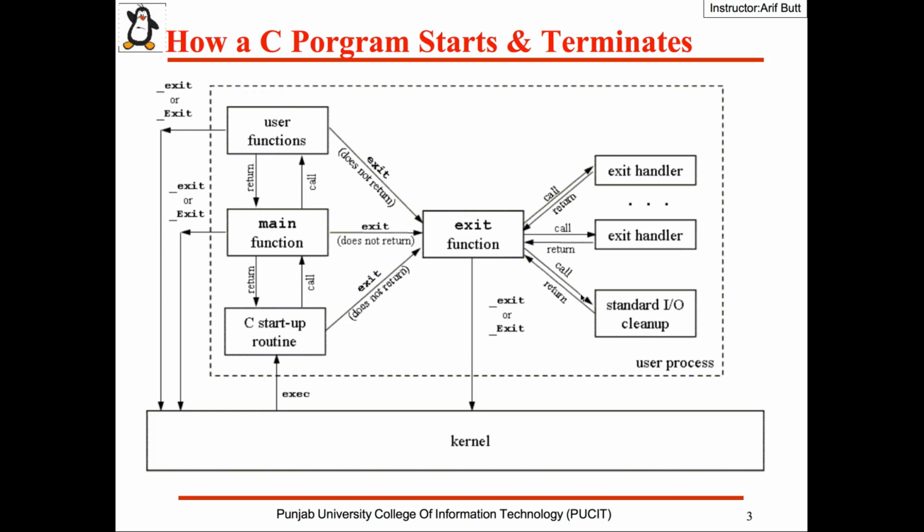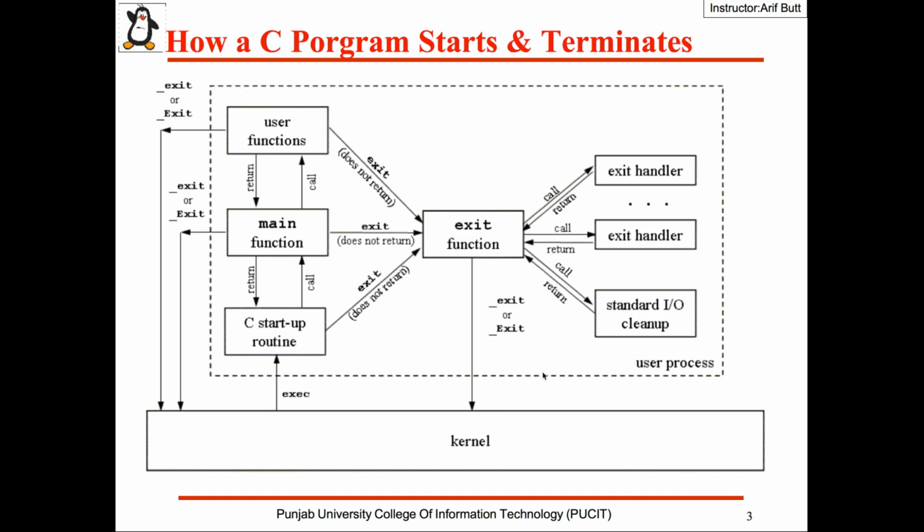Other than these, the exit function also calls various registered exit handlers. An exit handler is actually a programmer-supplied function that is registered at some point during the life of the process, and it is then automatically called during the normal process termination. So once you call the exit function, it automatically calls the standard IO cleanup functions as well as these registered exit handlers, and then it returns that integer value to its parent.